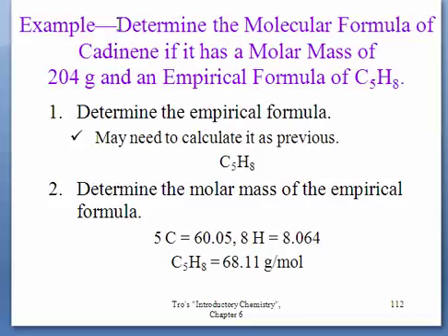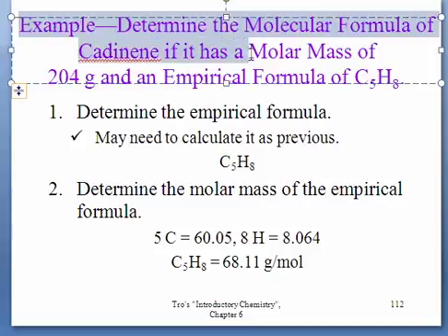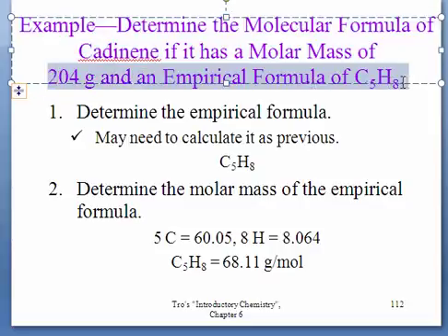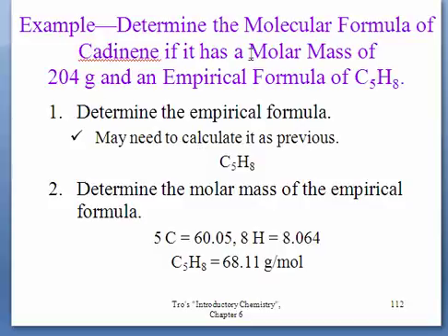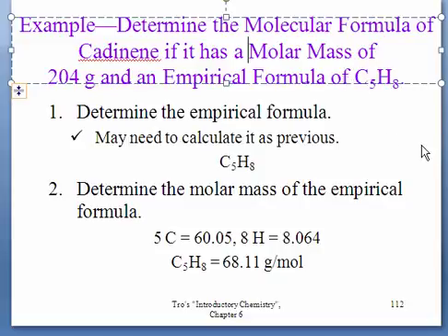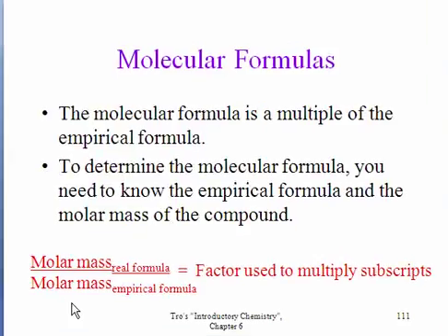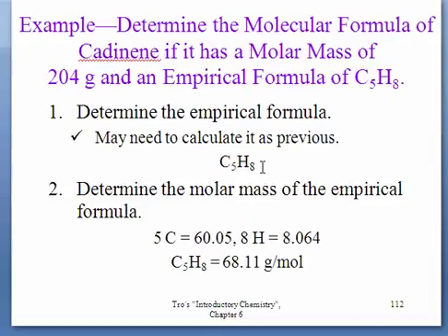Okay, so we're asked to determine the molecular formula of this compound, cadinene, if it has a molar mass of 204 grams and empirical formula of C5H8. So we have the two bits of information that we need. We need the molar mass and we need the empirical formula. So if we look back here at our formula to calculate it, we need the molar mass of the real formula, which is given, and then we need the molar mass of the empirical formula. So we're going to calculate that.